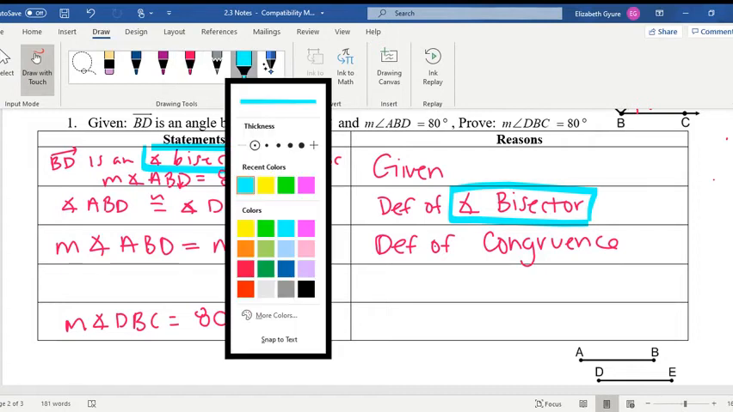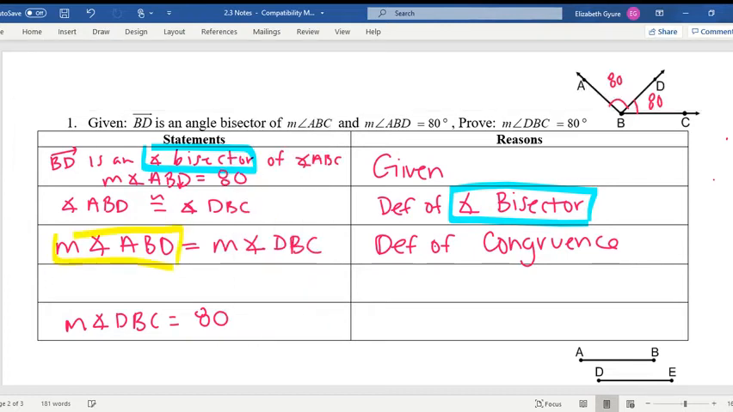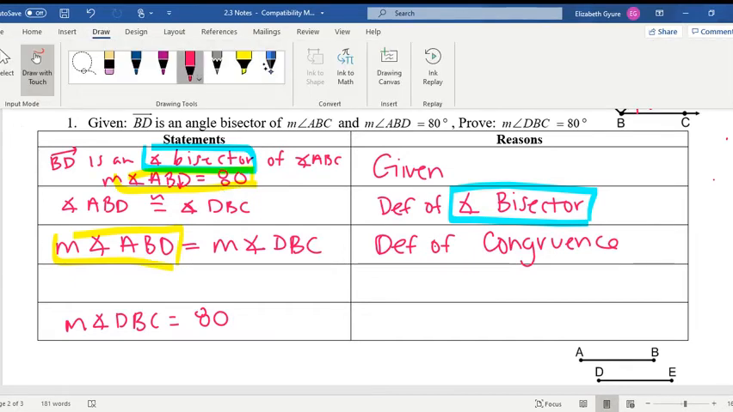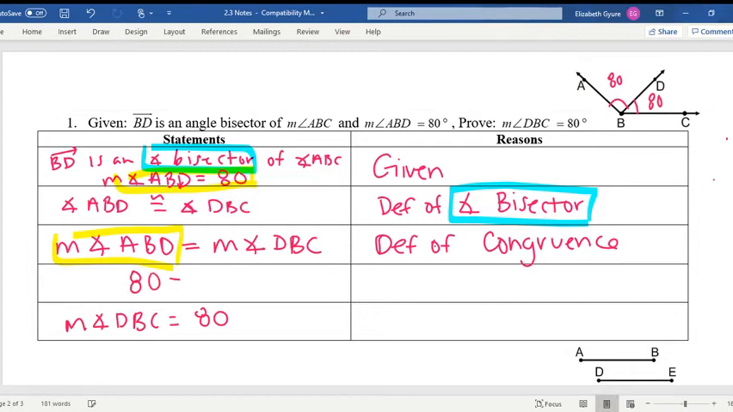Do we know something about the measure of angle ABD? Look at your given. We know that it equals 80 degrees. So can I take 80 and substitute it in there? Yes, I can. If I know angle ABD is 80 degrees, then let's plug it in, because that's where I needed to go. So we're going to say 80 degrees equals the measure of angle DBC, and we substituted that in. So, substitution.